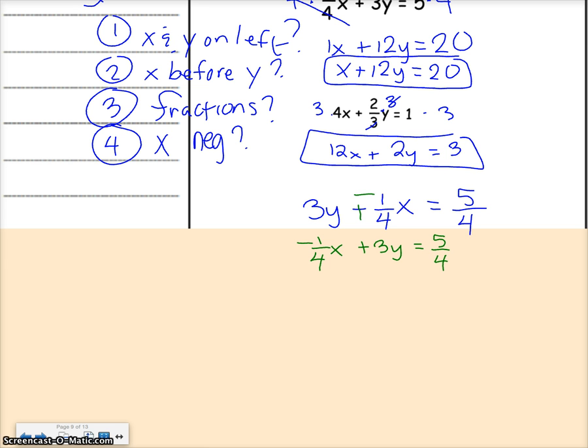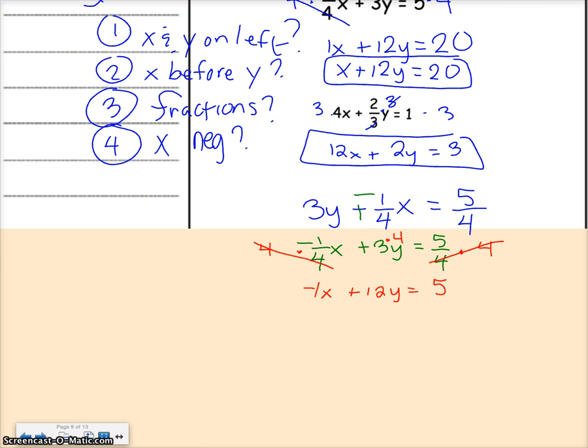Question number 3, fractions, question mark? Yep, sure do. So how do I get rid of my fractions? Times negative 4. I'm going to first do times by 4, but I like what you thought right away, Zach. That's actually what I do. And then that cancels that 4. I have negative 1x plus 12y equals 5.